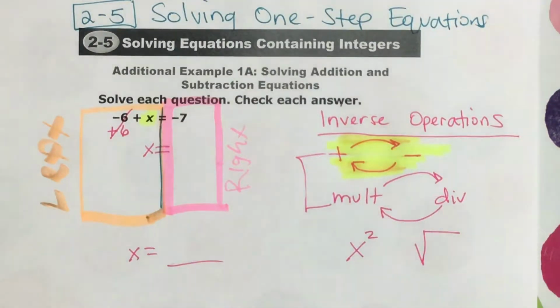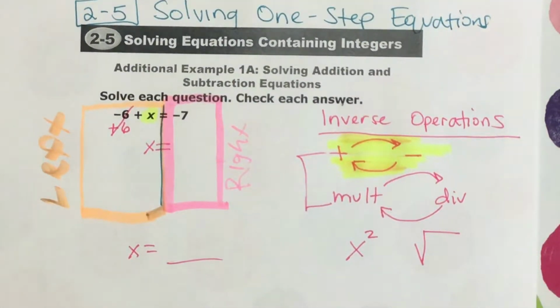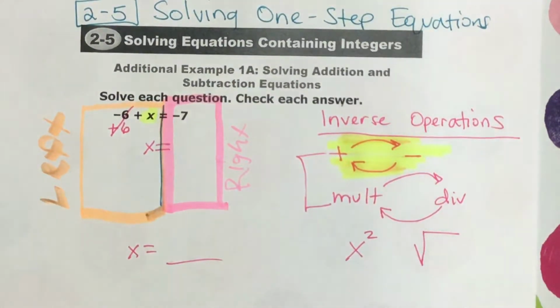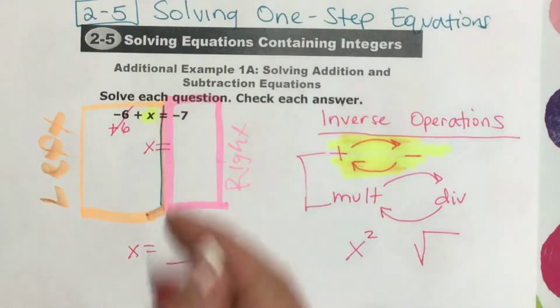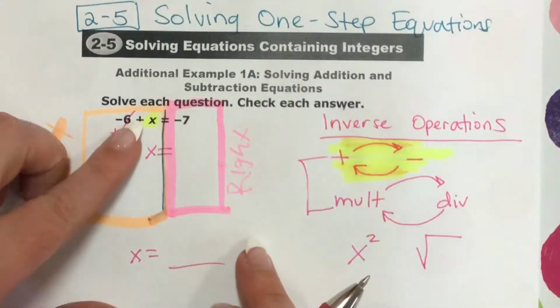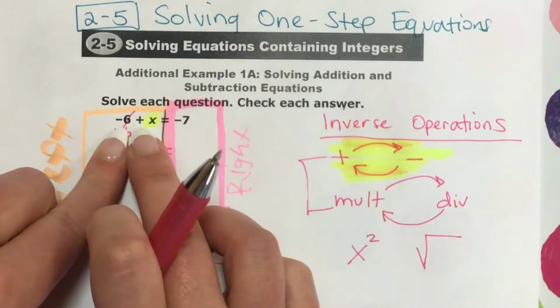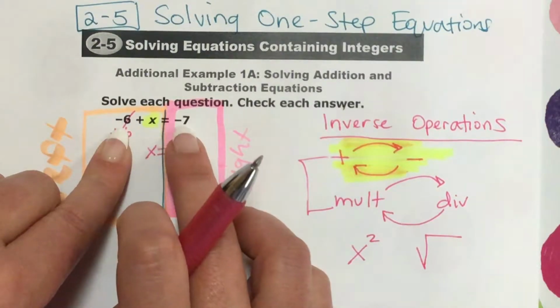But with an equation, you have to keep things equal. So what that means is if you add 6 to this side, right now at the beginning, if I go back, -6 plus 6 equals -7.